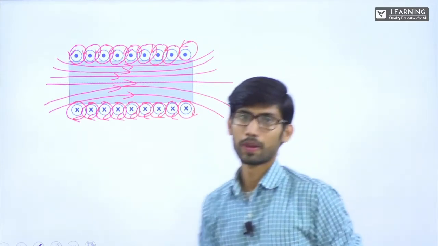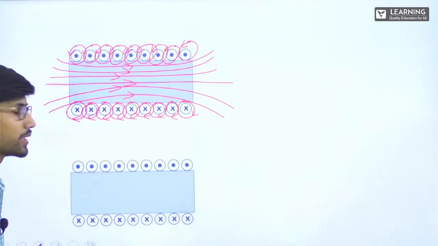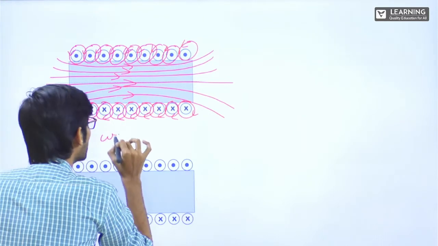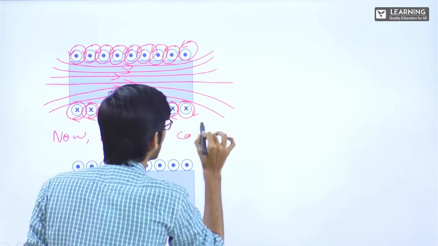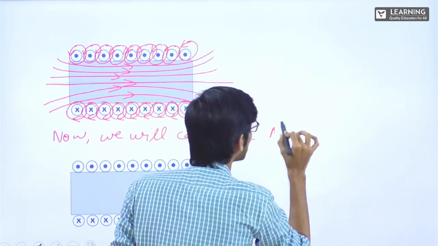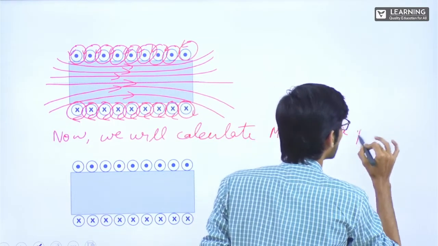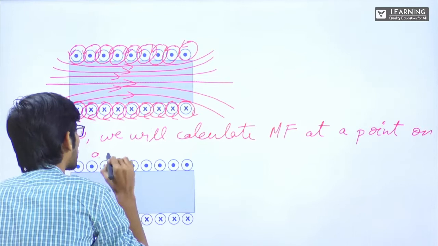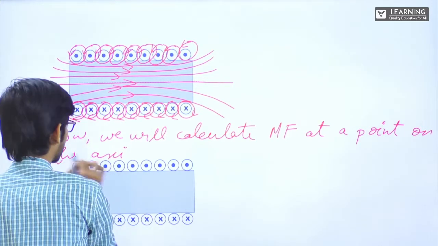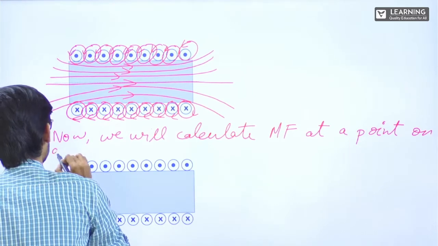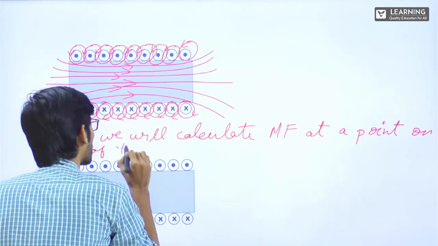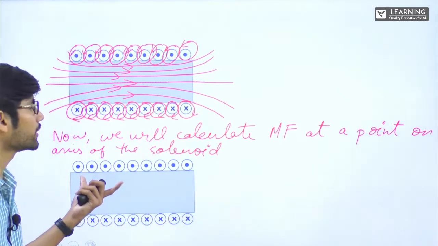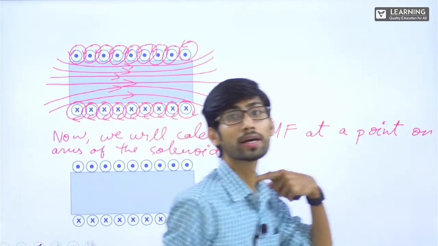Now, again, let's say this is something like this. I have to take out... Now we will be calculating. Now we will calculate the magnetic field at a point on the axis of the solenoid. Clear? Now we will calculate the magnetic field at a point on the axis of the solenoid.